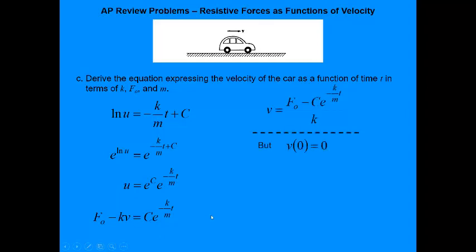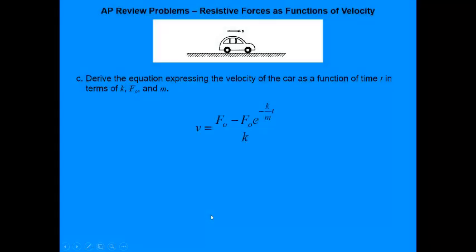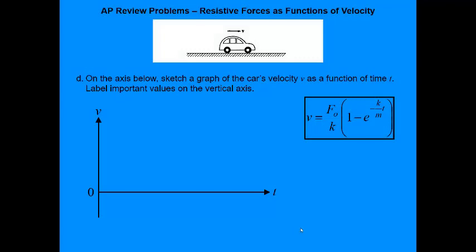Put in our initial condition, figured out our constant, and there's our equation. It's not nice, it's not pretty, but there it is. So let's go on to the rest of the problem. So the next part they wanted you to do is they wanted you to make a graph of this function.